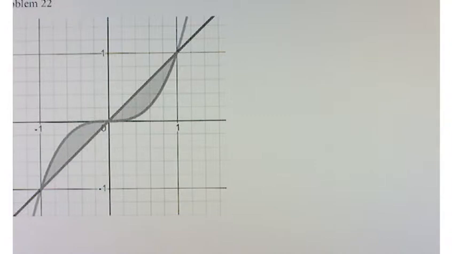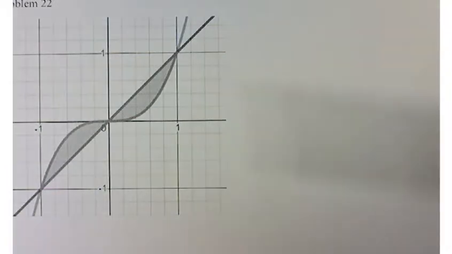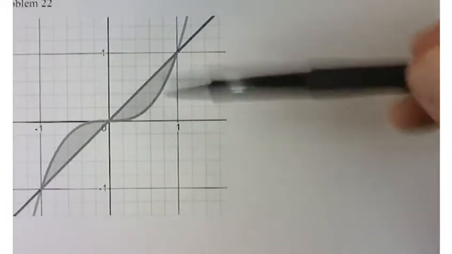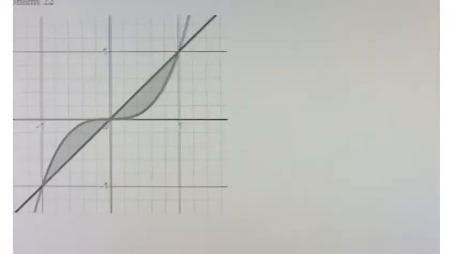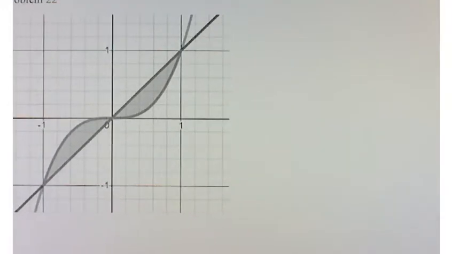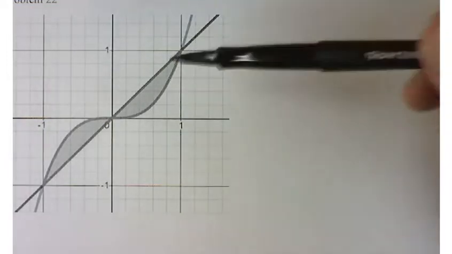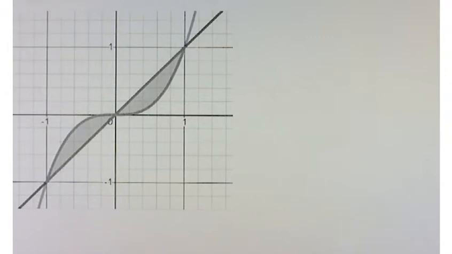Yeah. Question? Go ahead. Did you give me the answer? No. It's not going to be 0. There's definitely an area between these two, right? Yeah, but isn't it positive and negative? Well, no. It's not positive and negative. It's this area plus this area.